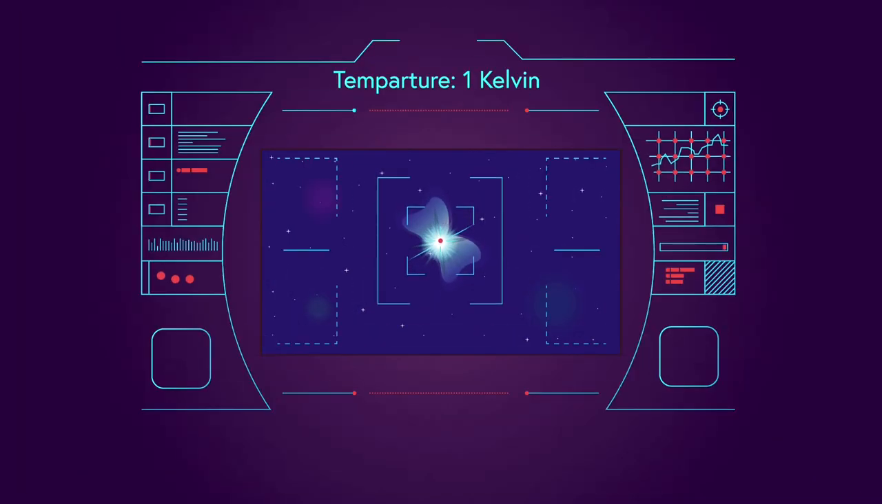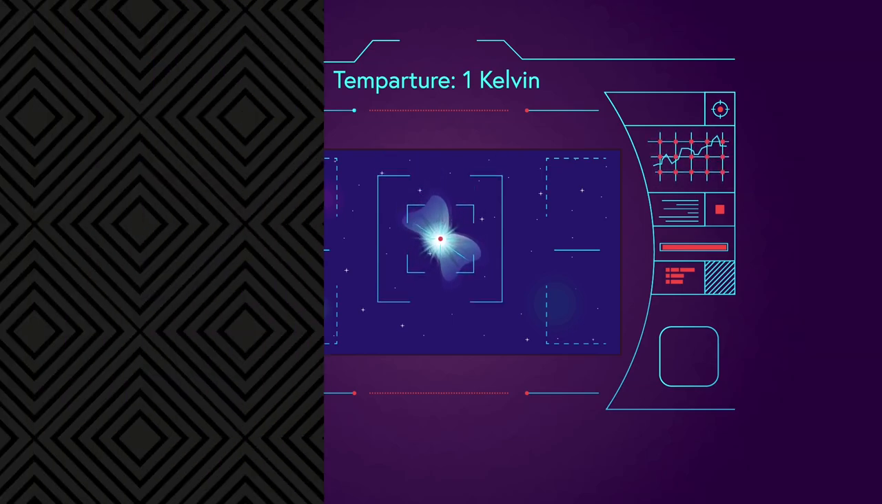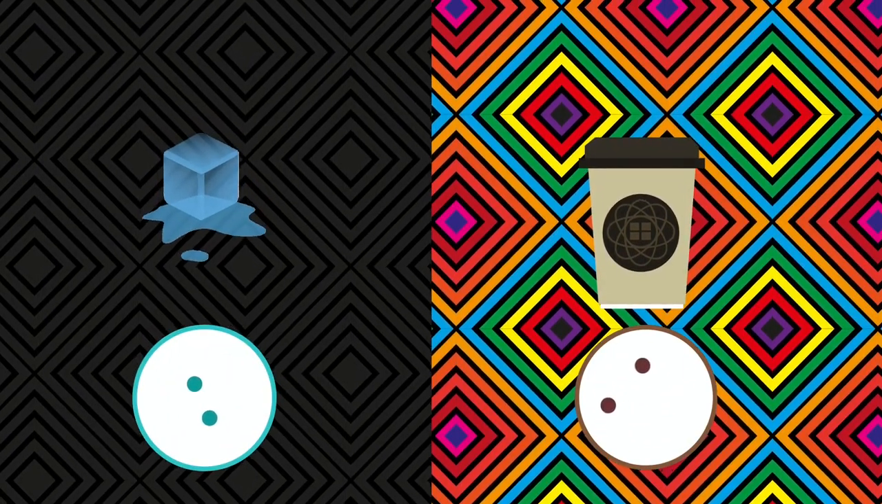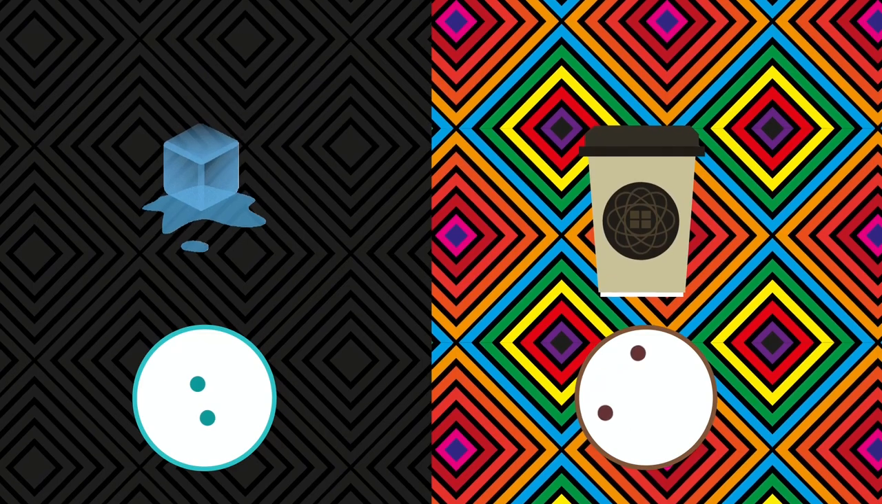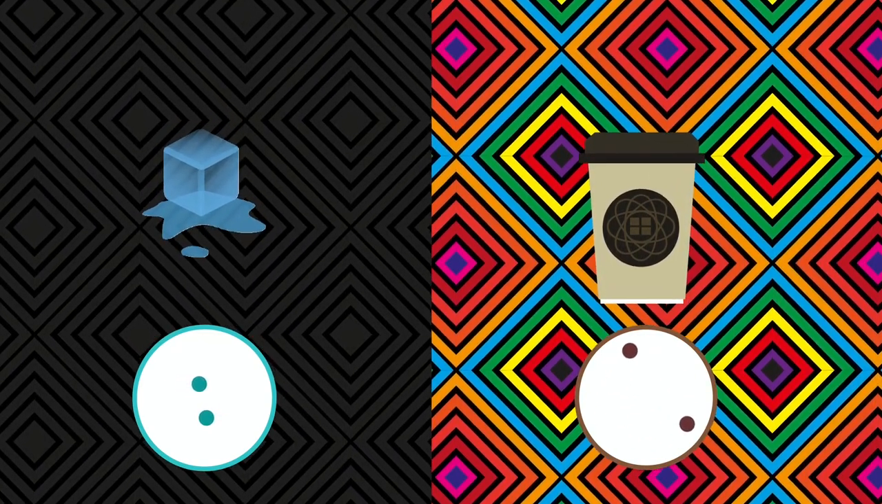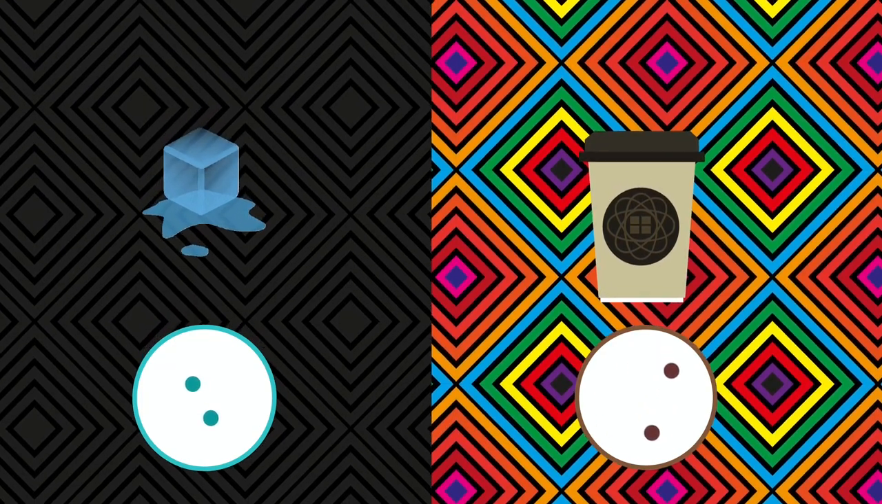It's the fact that the Boomerang Nebula is just 1 degree above absolute zero, officially making it the coldest place in the universe. So what exactly is absolute zero? Well, you see, temperature is measured by the movement of molecules within an object. The more energy a molecule has, the more it vibrates and the higher its temperature is. By the same token, objects with lower temperature have more stationary molecules due to less energy.